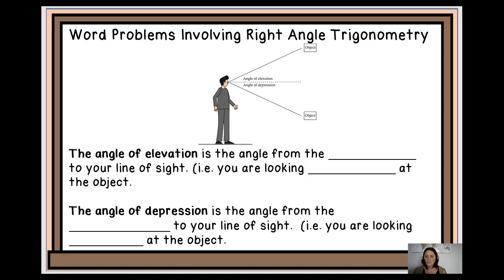So the angle of elevation is the angle from the horizontal to your line of sight. For example, you are looking upwards at an object. The angle of depression is the angle from the horizontal to your line of sight. This time you're looking downwards at the object.